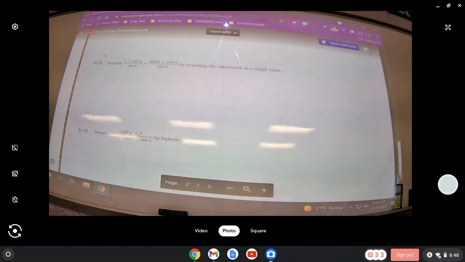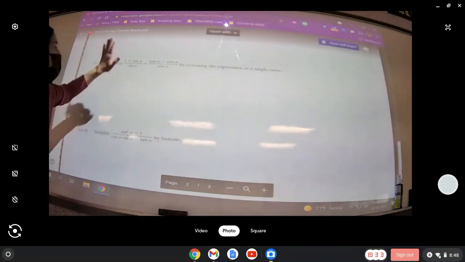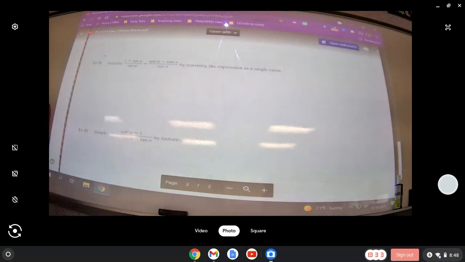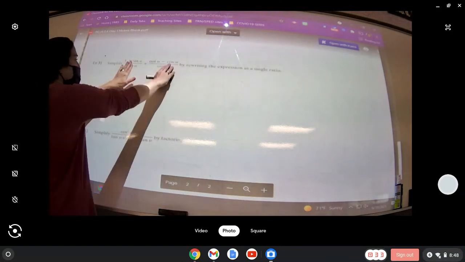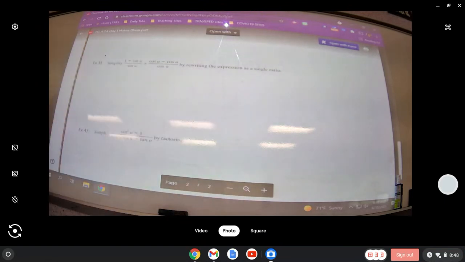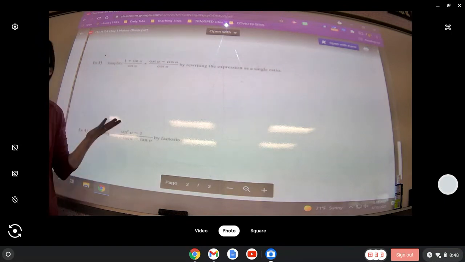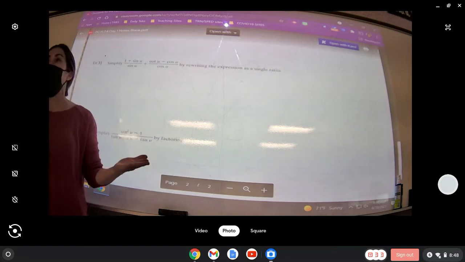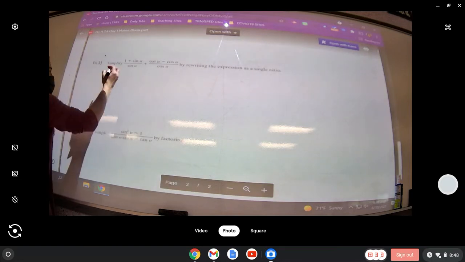Okay, this one says simplify this plus that by rewriting the expression as a single ratio. So guys, you're adding 2 fractions or 2 ratios, and they're asking you to simplify it by writing it as 1 ratio or 1 fraction. So basically, we have to add this together. We have to add fractions, and if we want to add fractions, we have to create a common denominator. So let me just rewrite it because I know it's hard to see.